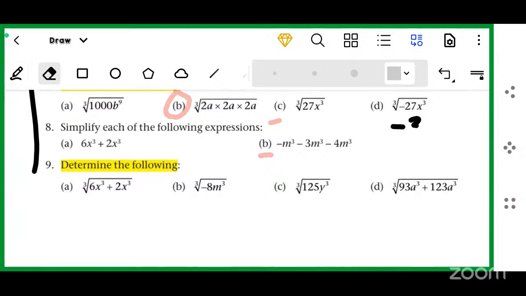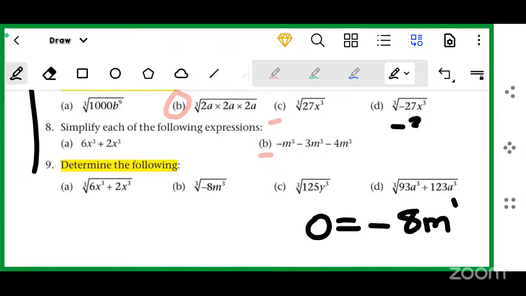Ma'am, I need a bit of explaining for this one. Okay, no problem. So what was your final answer? Let me see your answer first, and then we can do the correction. Or you can tell me your final answer, and then we can go through it. Negative 8m to the power of 3. This is actually correct.